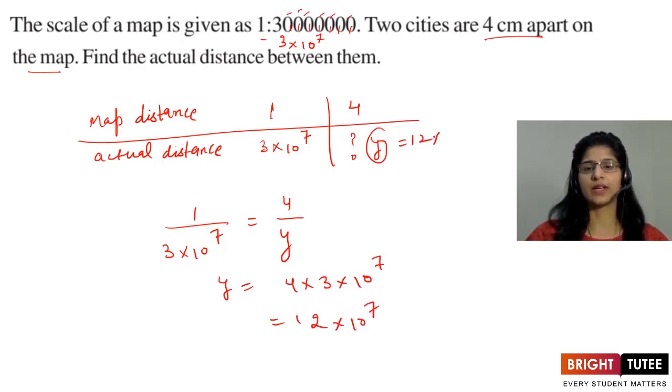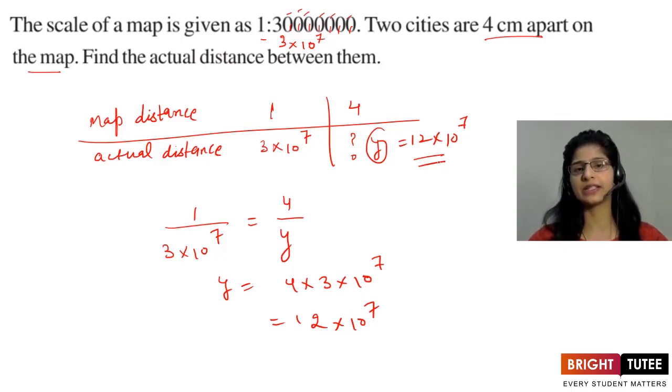So what is the answer? 12 into 10 to the power 7. Correct? This shows that when the cities are 4 centimeter apart on the map, definitely the actual distance is going to be very much larger than the number which is there on the map.